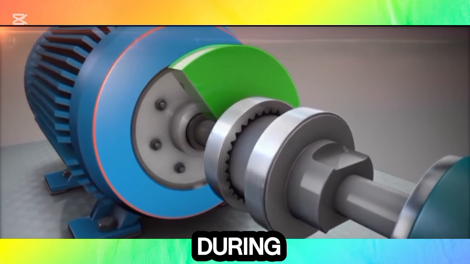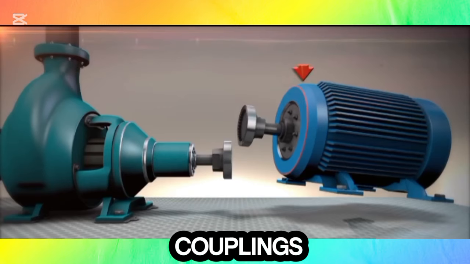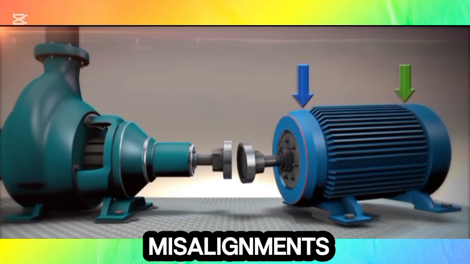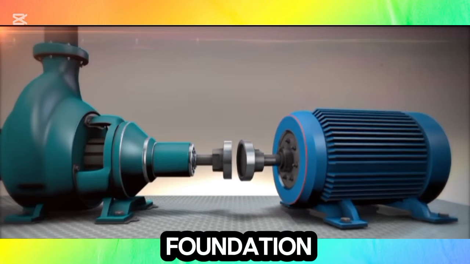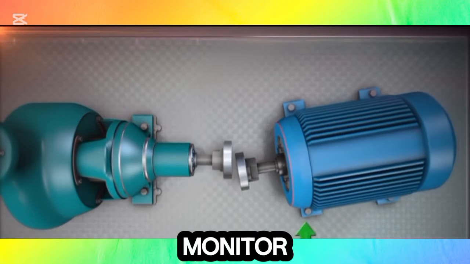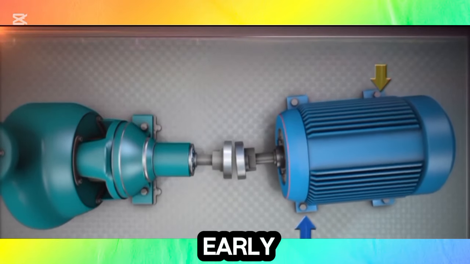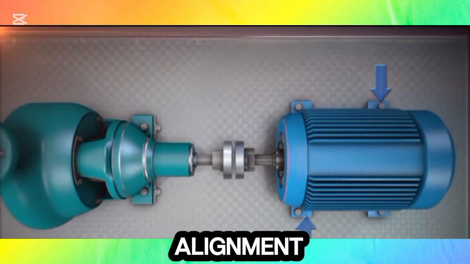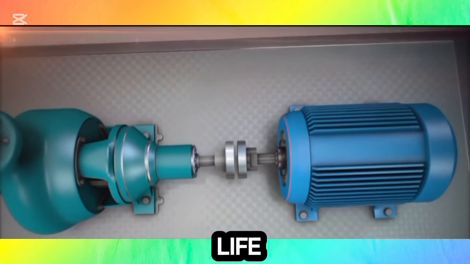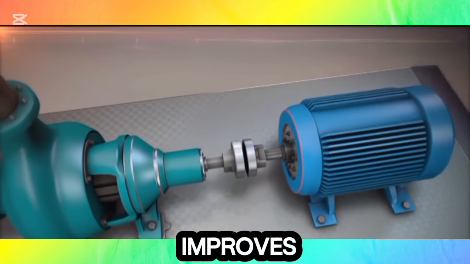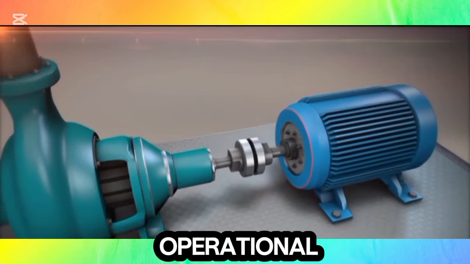Prevention and maintenance: regular alignment checks during maintenance. Use flexible couplings that can tolerate minor misalignments. Ensure a solid and level foundation during installation. Monitor vibration and temperature for early signs of misalignment. Proper alignment not only extends the life of the motor and pump but also improves efficiency and reduces operational costs.